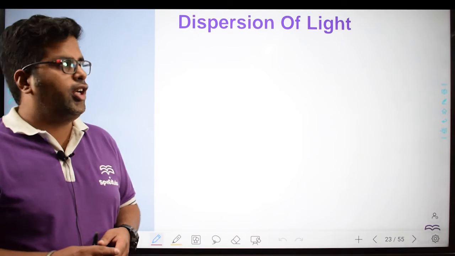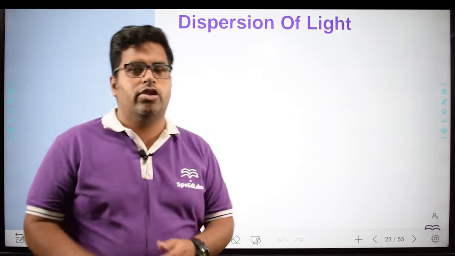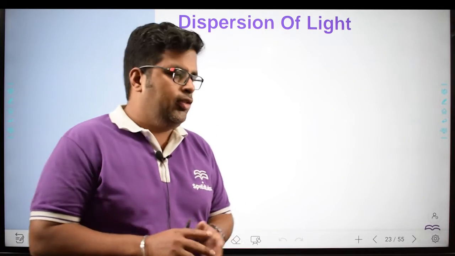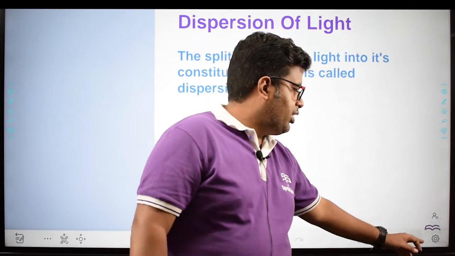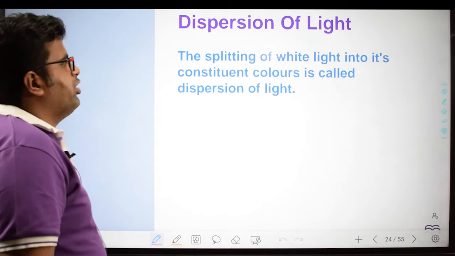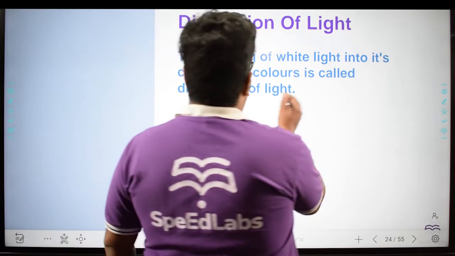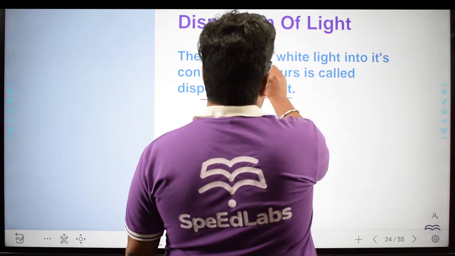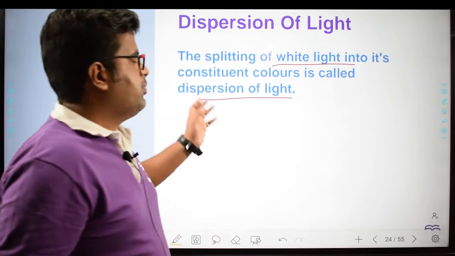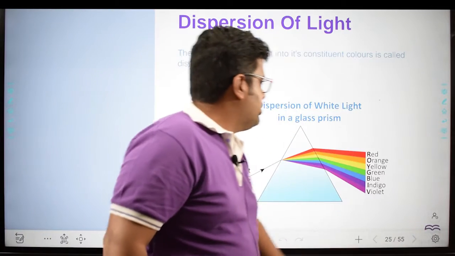Now we are going to see another important topic, that is dispersion of light. Now what is dispersion? When we incident white light on a prism, it gets split and we get these 7 colors. That splitting of white light is dispersion of light. You can look at the diagram.